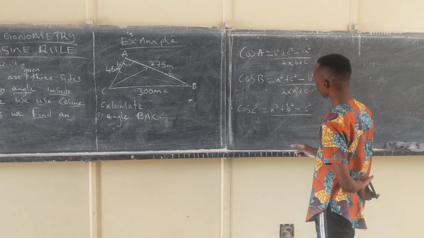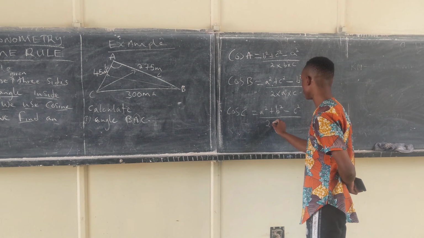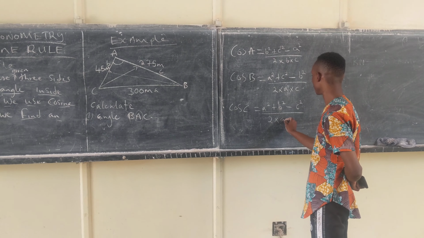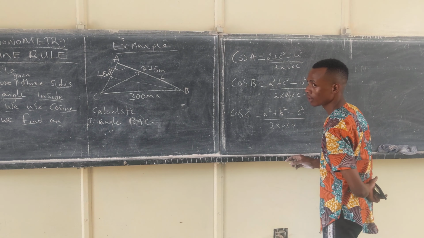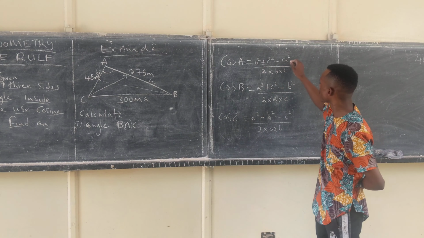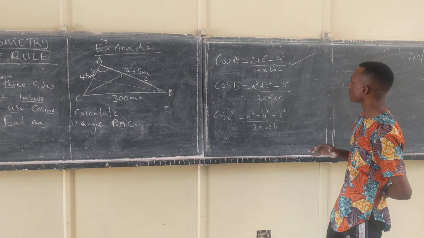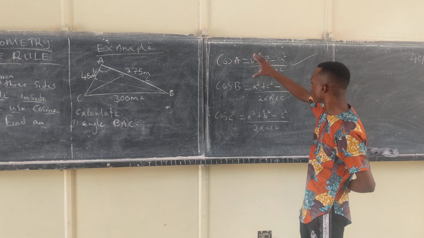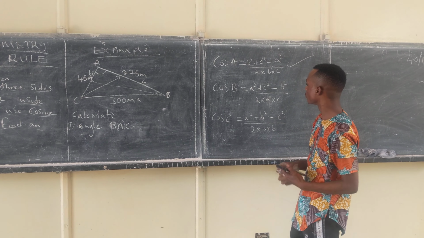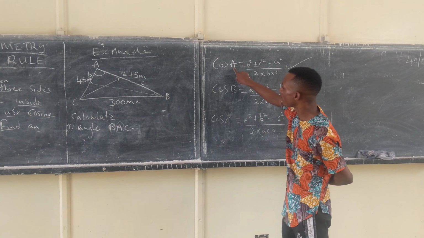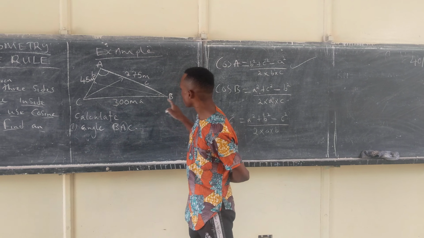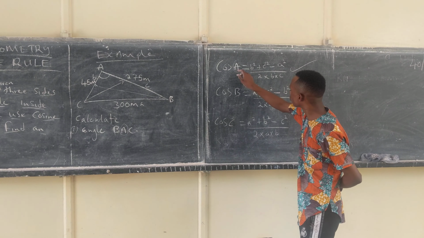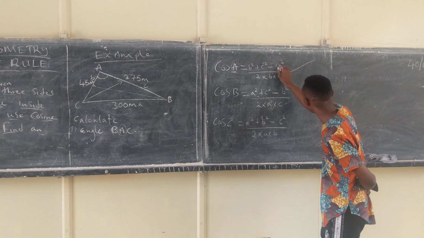These small letters are what you are calling sides. Then over 2 times the two that you are putting here, A times B. So since here we are finding angle A, we are going to get this formula. If you are finding an angle in cosine rule, I'm not saying that it will always be A and B, they can put different letters, but as long as you know what you are finding, what you are finding is what you put on the last one.